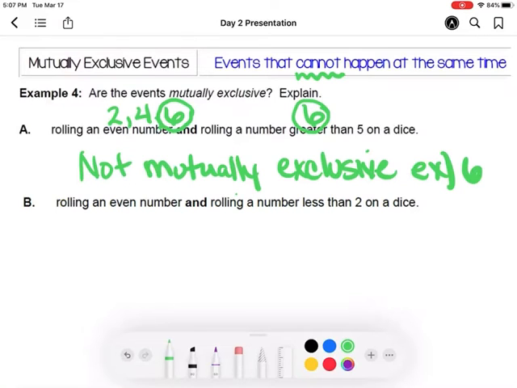How about rolling an even and rolling a number less than 2 on a dice? Well, rolling an even, I'll switch up my color here, we'll do blue, would be a 2, 4, or 6, and rolling a number less than 2 would be just getting a 1 on the dice. So as we can see, these 2 events cannot happen at the same time. If I roll an even, I am definitely not rolling a number that is less than 2. So yes, they are mutually exclusive.